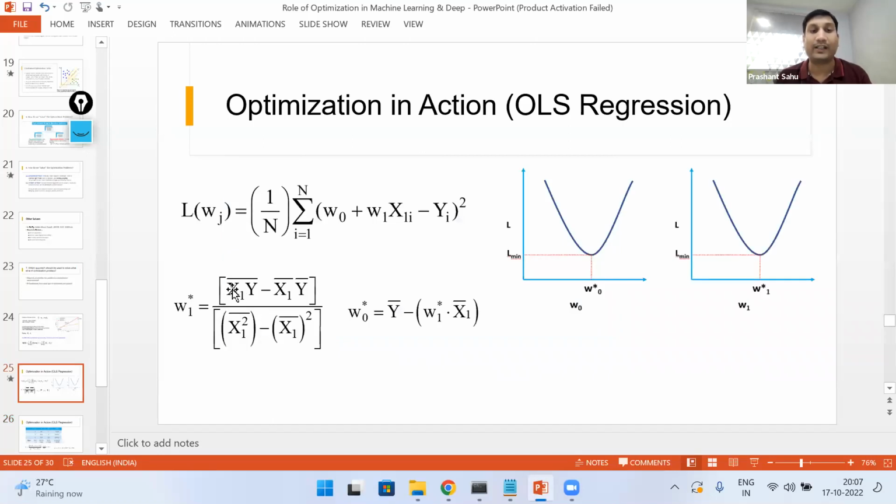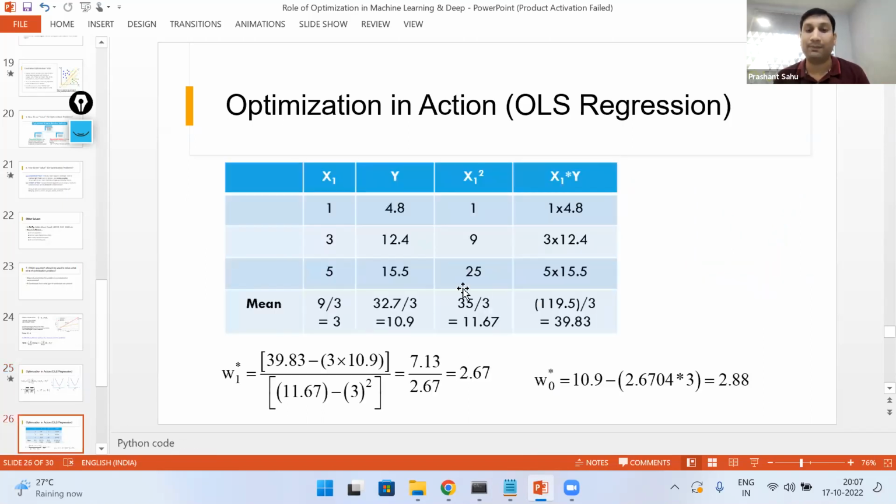So what is xy bar? Xy bar is basically the mean of xy values. X bar into y bar, that is the product of the mean of x values and the mean of y values. Then the denominator term here is the mean of the square values of x, and the other term is the square of the mean. So if I just plug in the values, I'll get some optimal values. You can see 2.67 and 2.88.